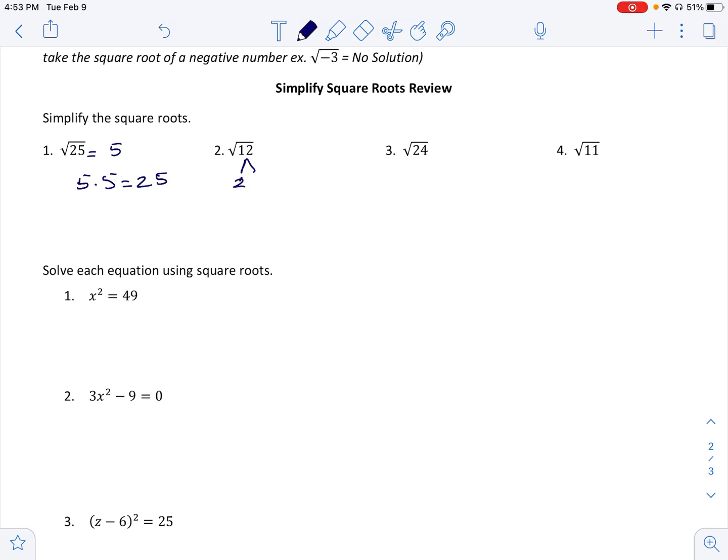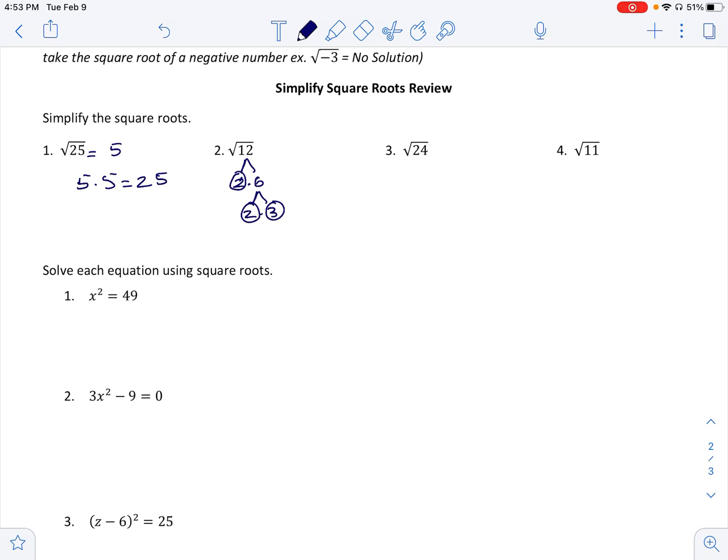So if you multiply 2 times 6, you get 12. And then 2 times 3, you get 6. So this is called a prime factor tree. And these are the numbers at the end of the branches that we look at, the prime numbers that this factor tree created. If you multiply 2 times 2 times 3, you get 12.